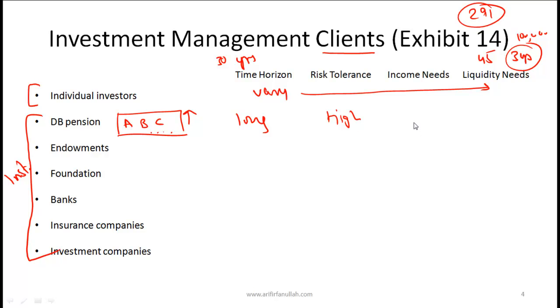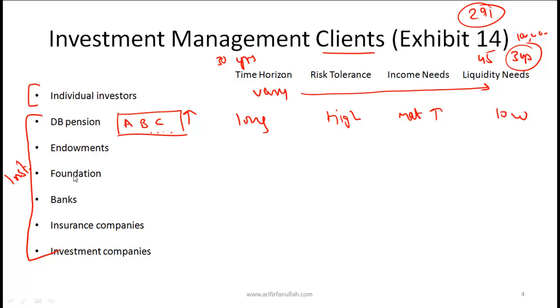The income needs will be high for a mature fund. What this means is that if the liabilities are now due, then the income that must be generated from this fund is relatively high. On the other hand, if you have a growing fund, a young fund that is going to fund liabilities after many years, then the income requirement will be relatively low. The liquidity needs or special liquidity needs are generally relatively low. Okay, so that's your defined benefit pension.